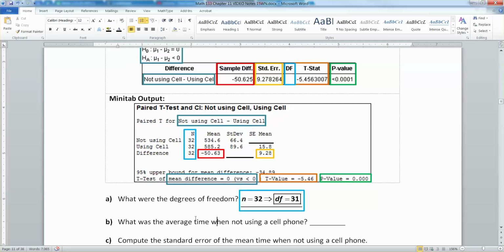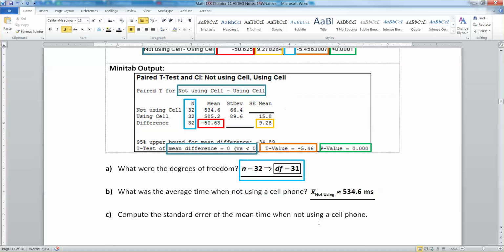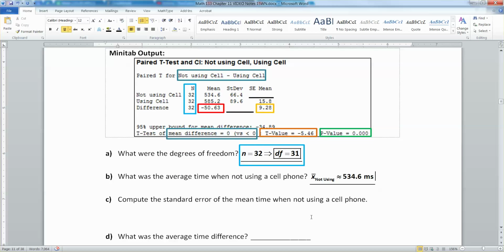Now what was the average time when not using the cell phone? So when they didn't use the cell phone, how long did it take them to react? Well, that would be the not using cell phone box right there. So 534.6 milliseconds, because they said everything was in milliseconds. MS, by the way, is the abbreviation for milliseconds.